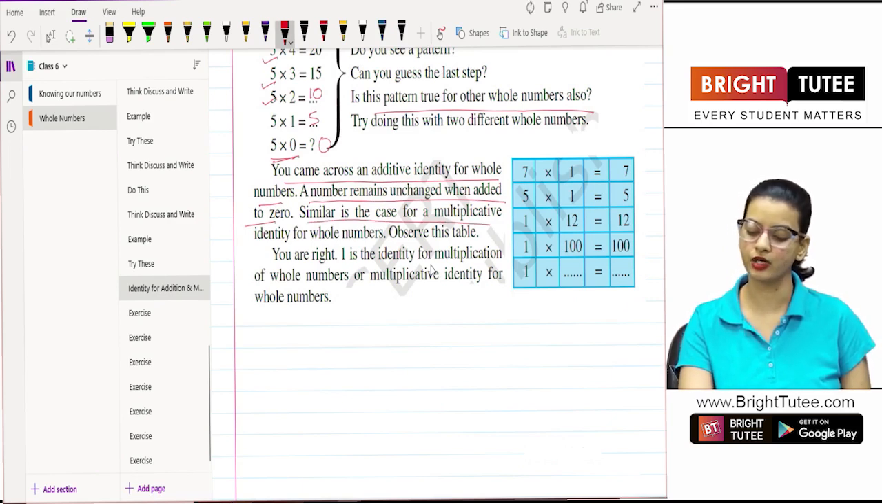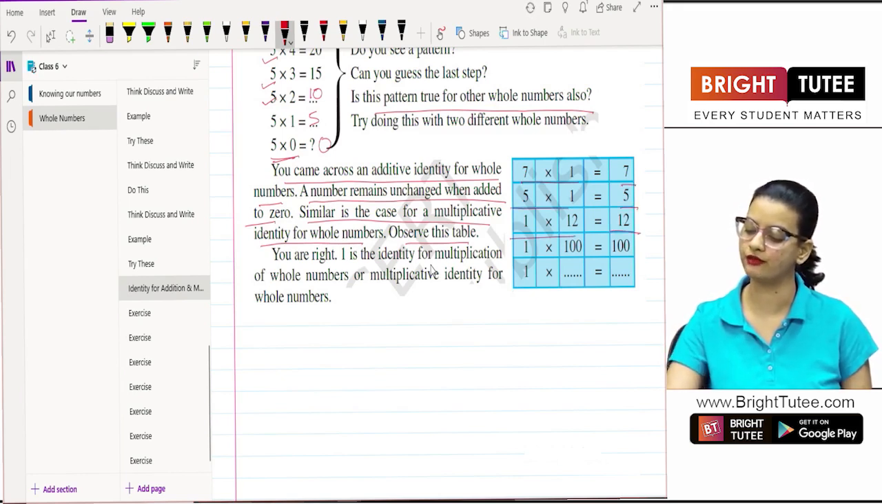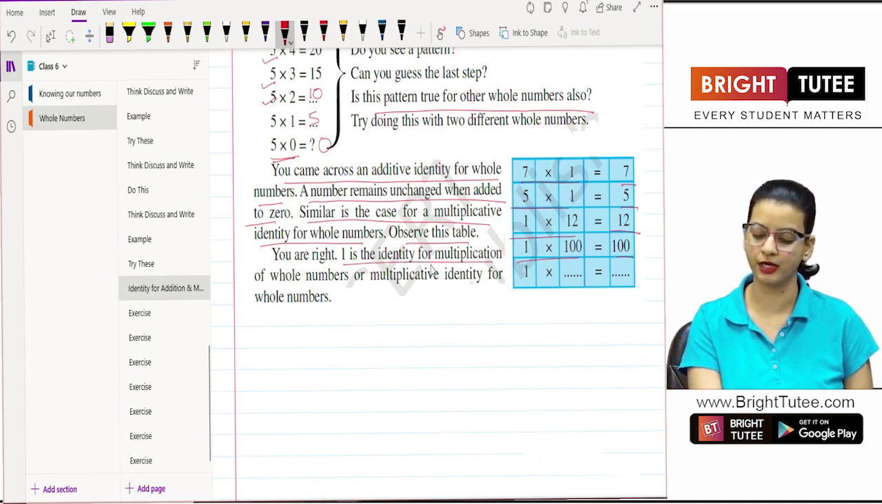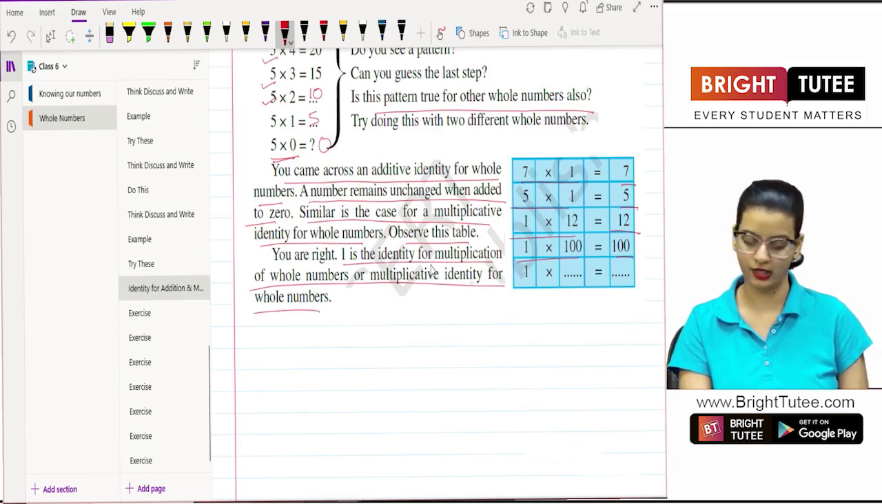Similar is the case for a multiplicative identity for whole numbers. You can observe this table. 7 into 1 is 7. 5 into 1 is 5. 1 into 12 is 12. 1 into 100 is 100, and so on. So 1 is the identity for multiplication of whole numbers, or multiplicative identity for whole numbers.